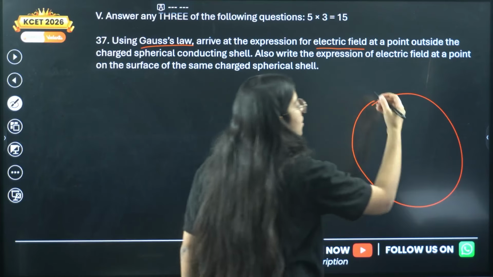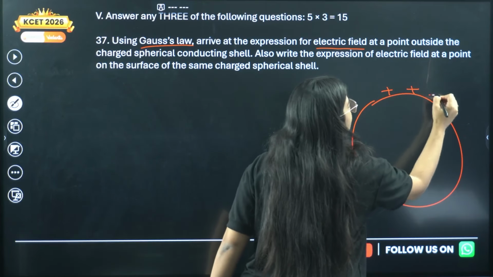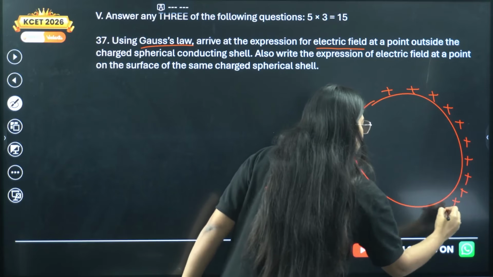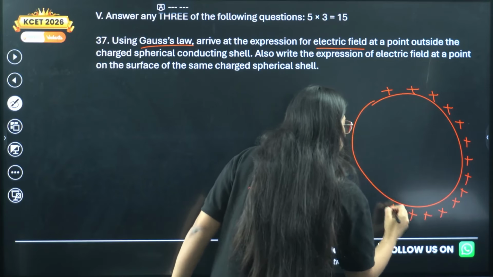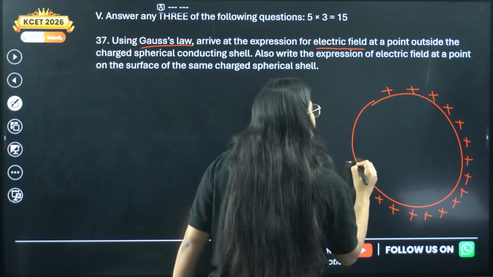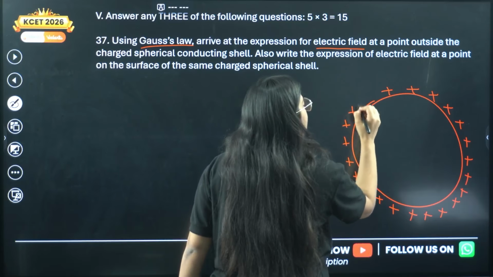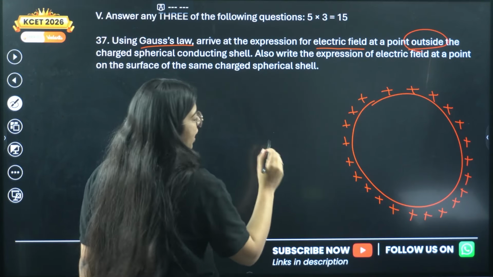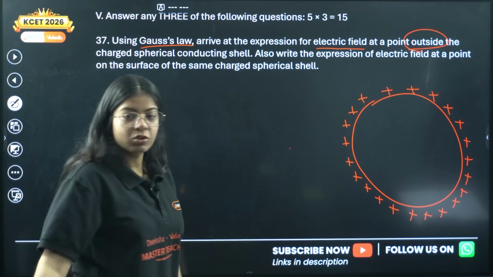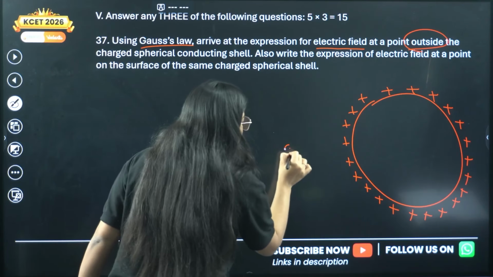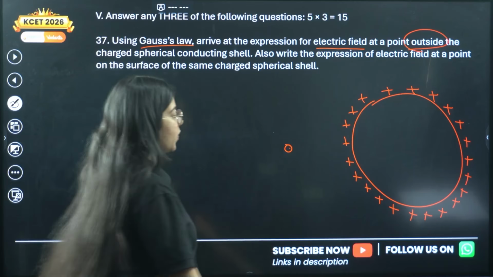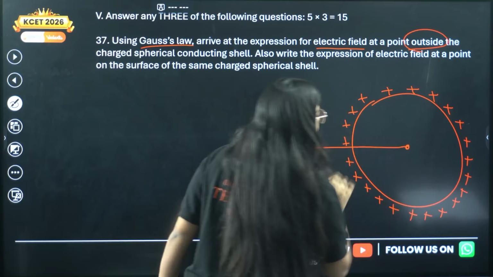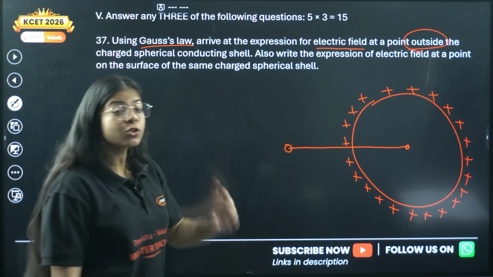Since it's a shell, all the charges will reside on its surface. We know that. Now we have to calculate the electric field at a point outside this shell, so let me take this point outside the shell. This is my center, and if I join these, now we have to use Gauss law.